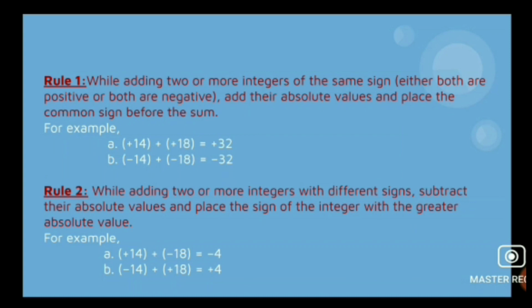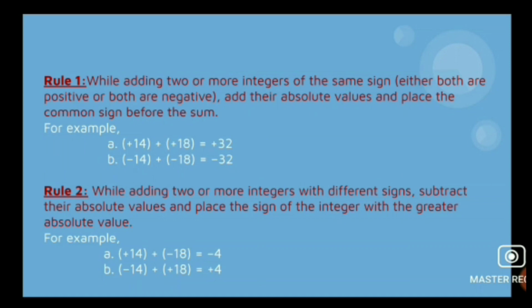Next, rule 2. While adding two or more integers with different signs, we have to subtract their absolute values and place the sign of the integer with the greater absolute value. So plus 14 plus minus 18. Here we have alternate signs, so we have to subtract and put the greater number's sign. Here 18 is greater, and the sign of 18 is minus. So that's why the answer is minus 4.